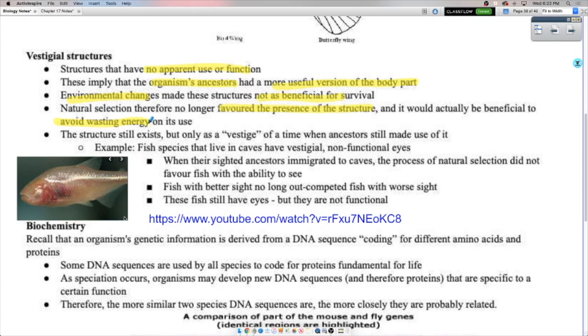We have tons of vestigial structures. I'll show you a video here in a sec that goes through some of them, okay? But one off the top of my head is wisdom teeth. So ever notice how all your wisdom teeth do is come in and hurt and you have to get them taken out? Yeah, they're a vestigial structure.